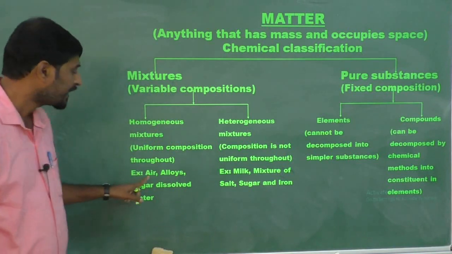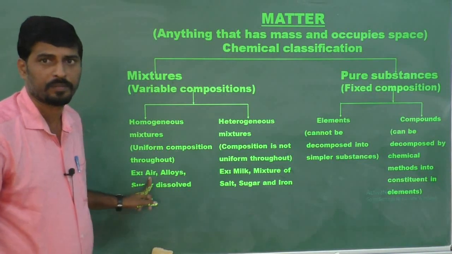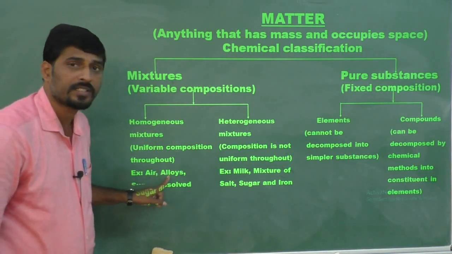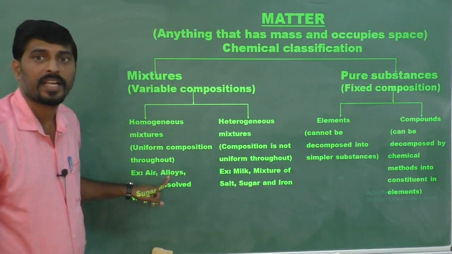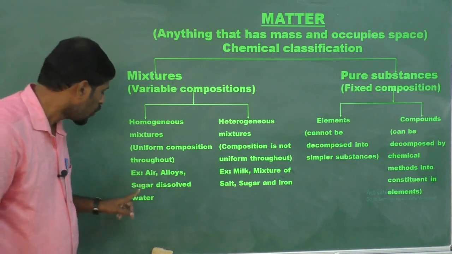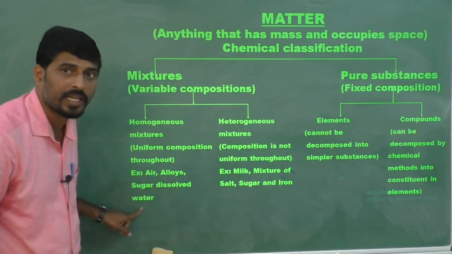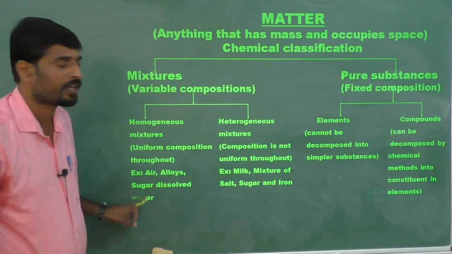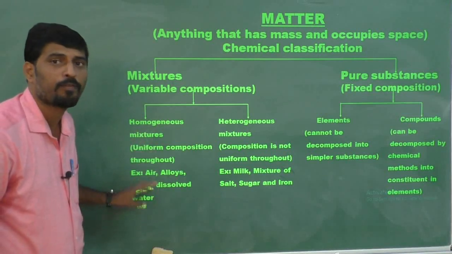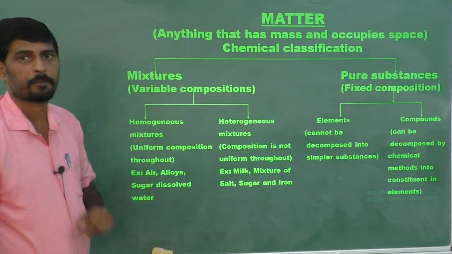For example, air is a homogeneous mixture. Alloys, that is, mixtures of metals, are homogeneous mixtures. Sugar dissolved in water is a homogeneous mixture. All these are examples of homogeneous mixtures.